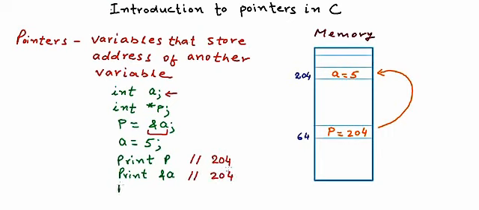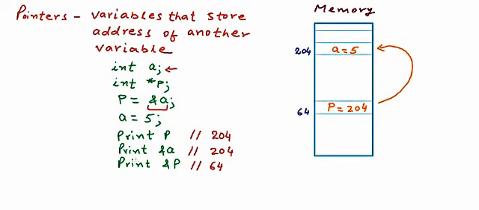What if we want to print ampersand of p? Now p is also a variable and it is also stored in the memory. So ampersand, since it gives you the address of that variable, printing ampersand of p should give us 64, which is the address of p. Now there is one more important property of pointer. If we put an asterisk sign in front of the pointer, then it gives us the value at the location that it points to. So what will happen if we try to print star of p, asterisk of p? Well, it will give us 5.